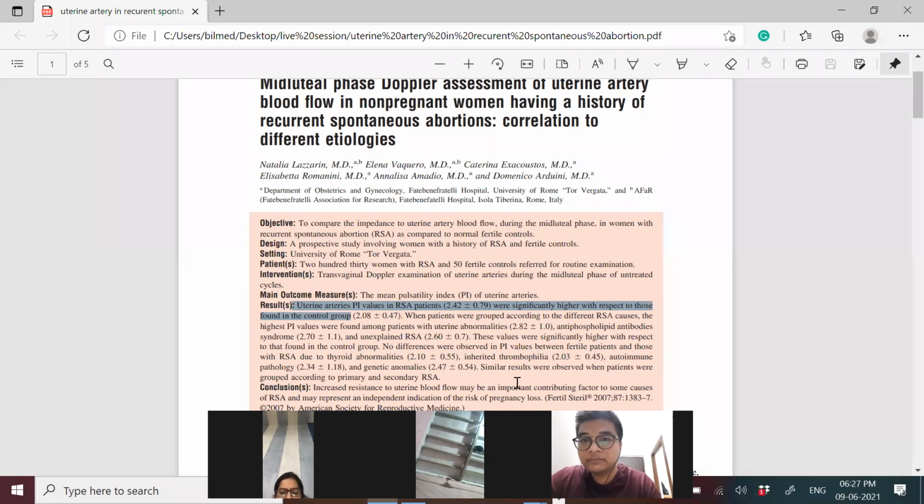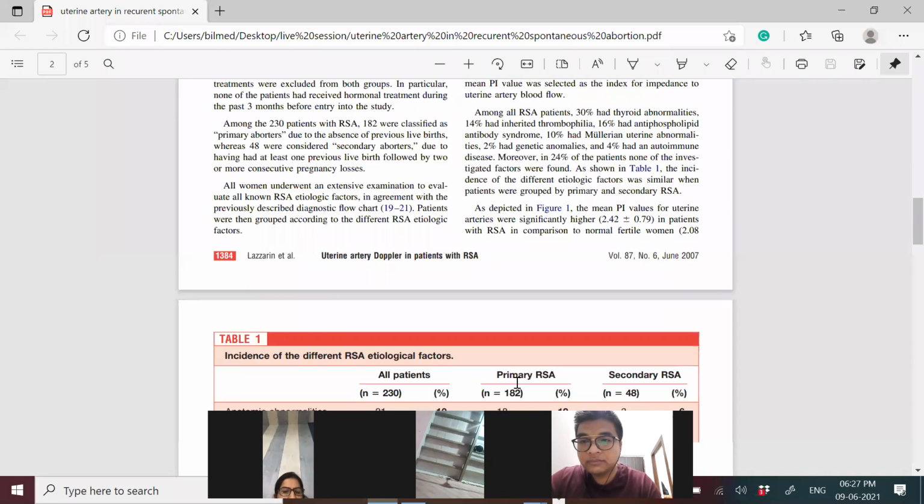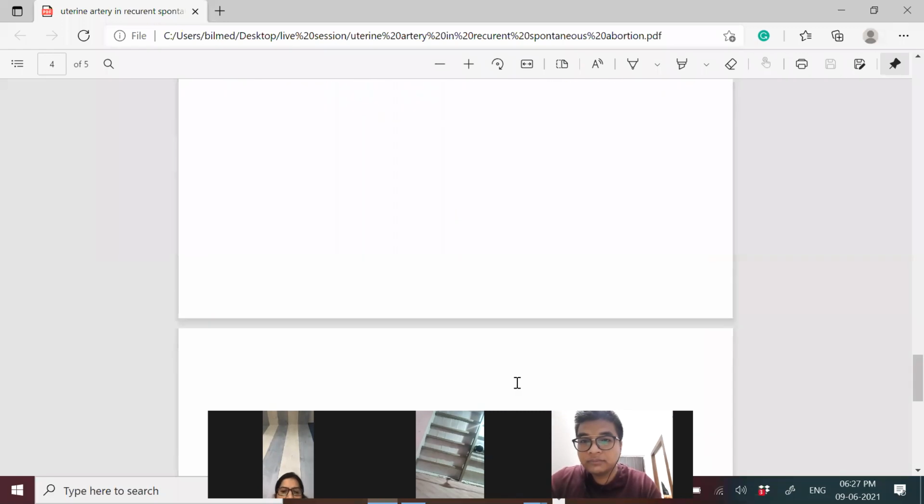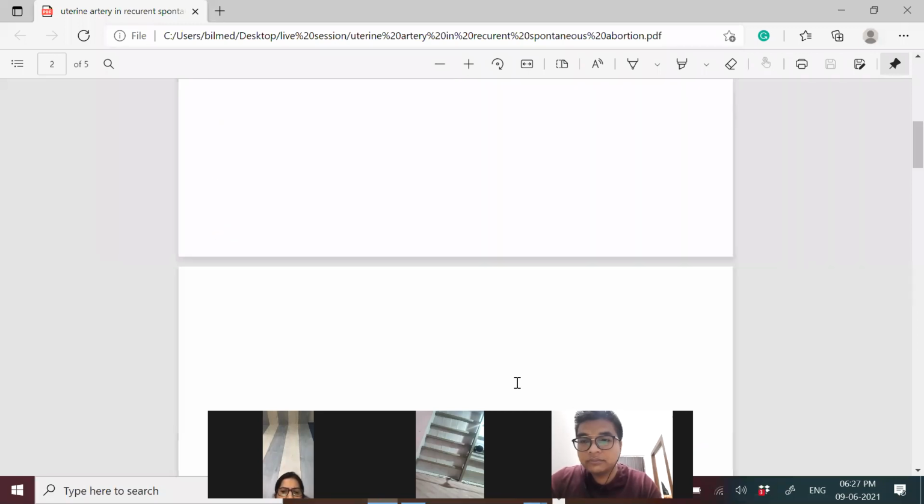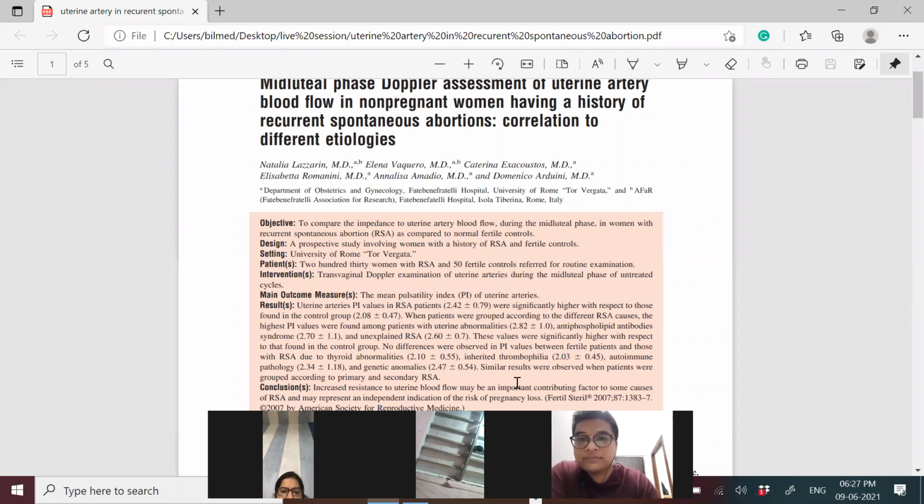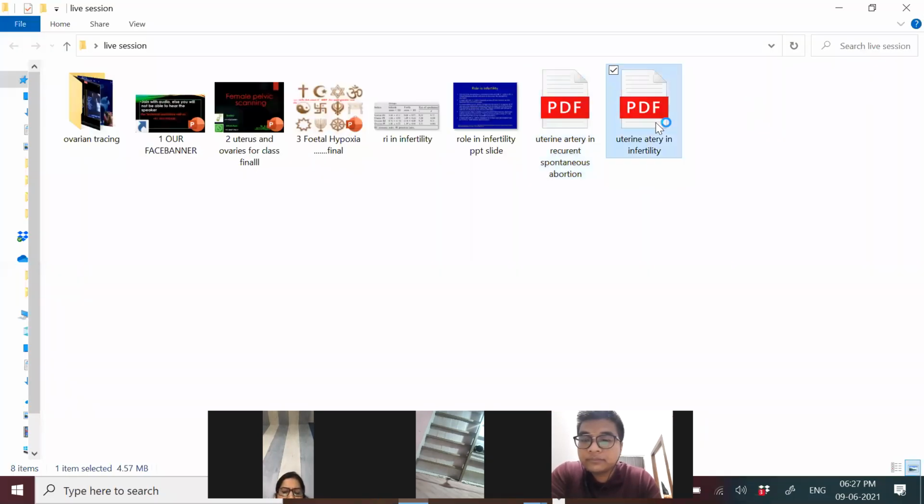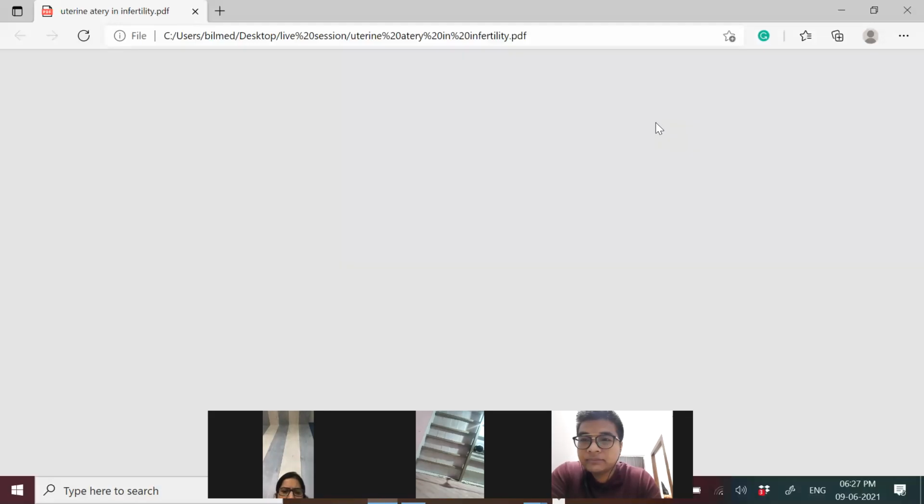So if you want, I can send you this study. I will send you this study. This is the long study. I gave you just a summary of this study. So the point is that we have to keep an eye on the resistive index of the uterine artery even after the patient has conceived, because if there is a high resistive index, there are high chances that there will be a spontaneous abortion. So this is the role of the uterine artery in infertility and even after conceiving.